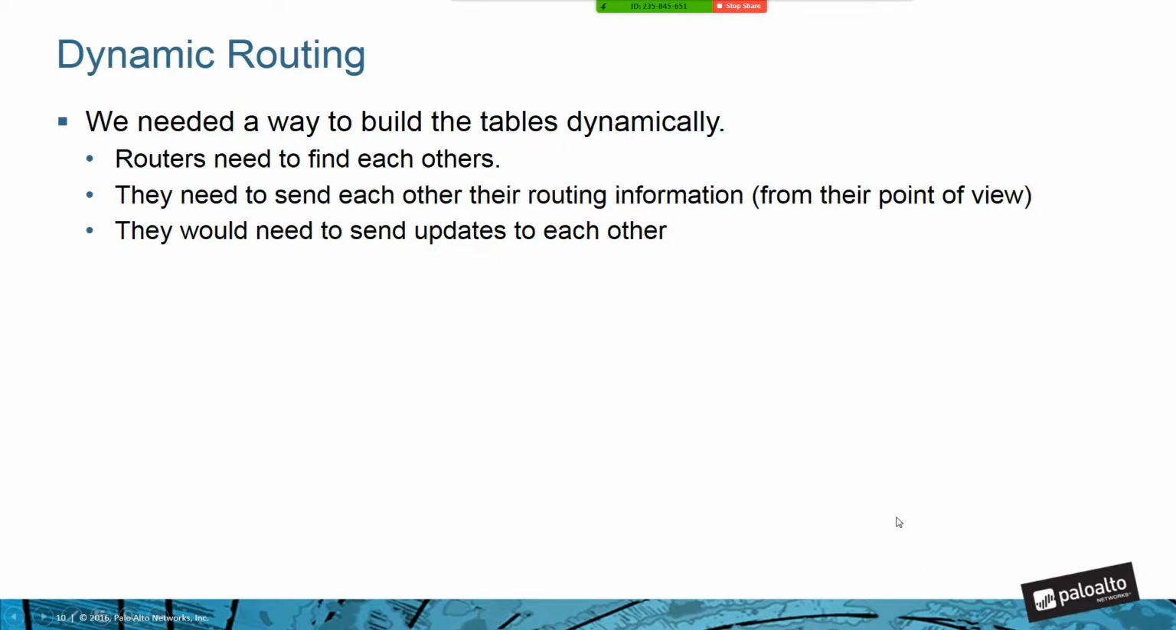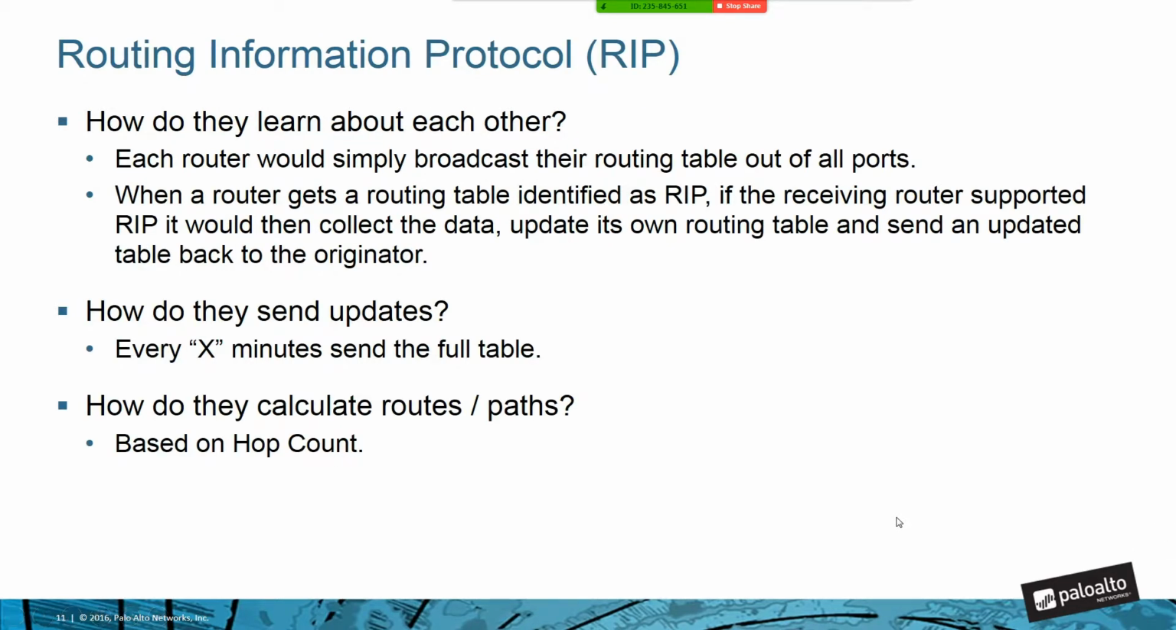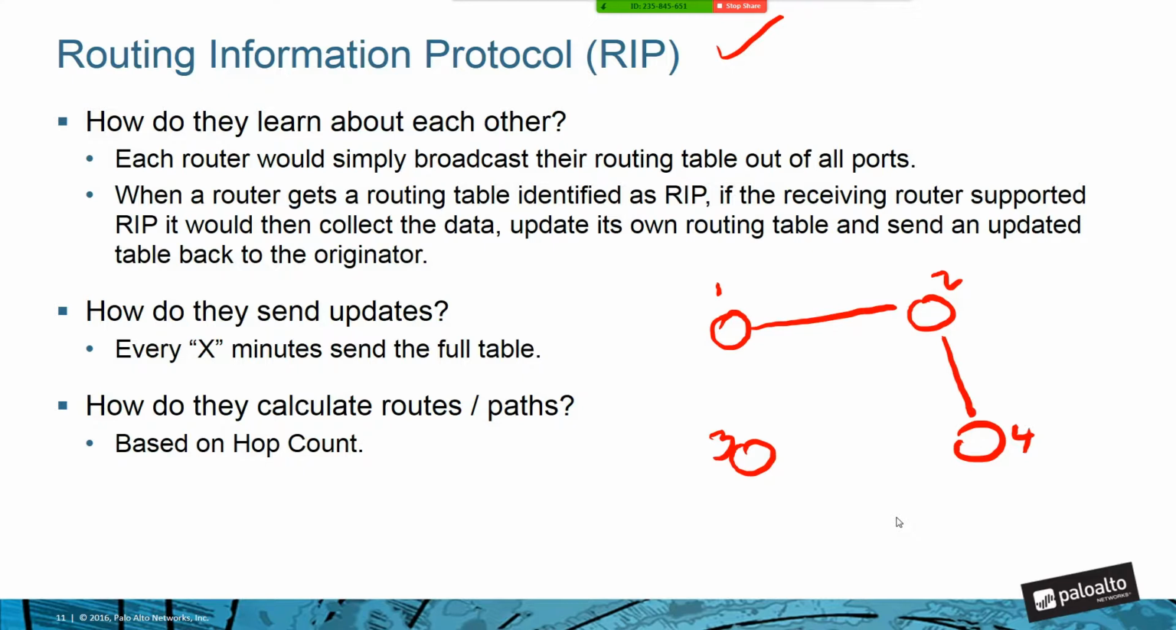Very good. Let's move on to the next slide. RIP, or Routing Information Protocol, was our very first attempt to develop a dynamic routing protocol. And let's just draw here so you get an idea on how this thing worked. Let's just say this is router 1, router 2, router 3, router 4.